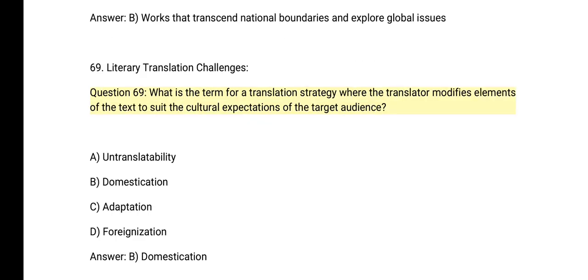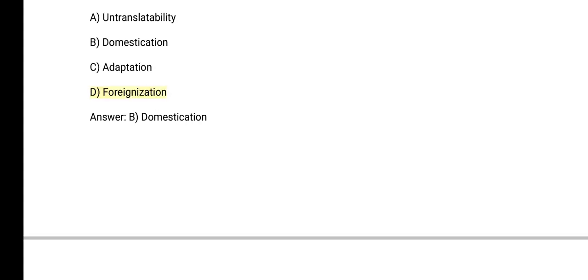69. Literary translation challenges. Question 69. What is the term for a translation strategy where the translator modifies elements of the text to suit the cultural expectations of the target audience? A. Untranslatability. B. Domestication. C. Adaptation. D. Foreignization. Answer: B. Domestication.